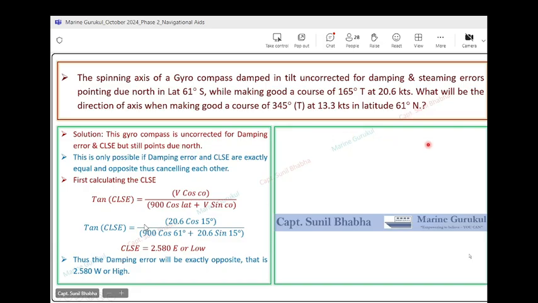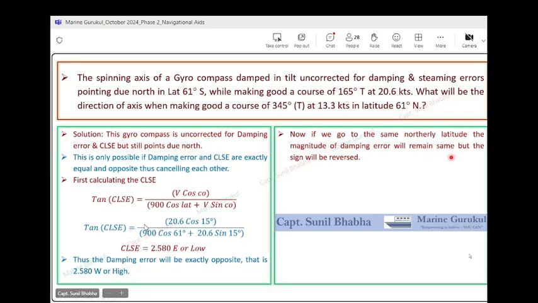If we go to the same northerly latitude, the magnitude of the damping error will remain same, but the sign will be reversed. You see, putting the same thing in the formula, K tan lat, whether it is 61 degrees south or 61 degrees north, the magnitude of the damping error remains same. Only thing is the naming of the error now changes from west to east, because in northerly latitudes the damping error is always east or low. Hence the damping error in latitude 61 degrees north will be 2.580 east or low.